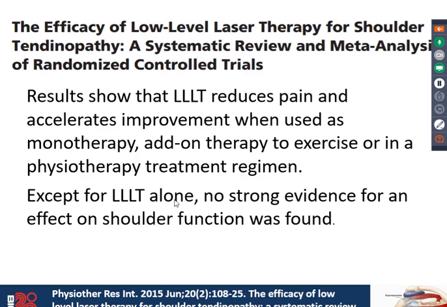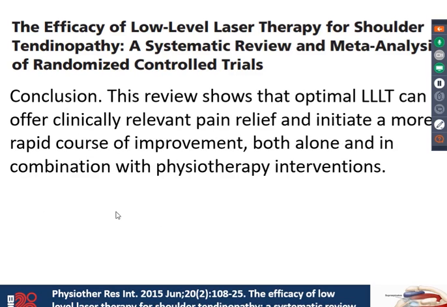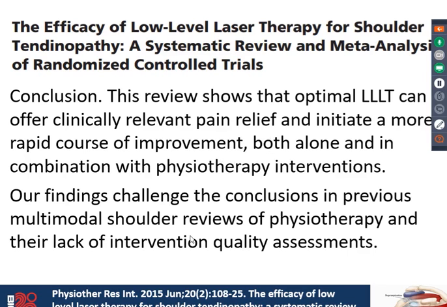Except for laser therapy alone, no strong evidence for an effect on shoulder function was found. So in other words, they did find that laser therapy was quite beneficial. They concluded that optimal laser therapy can offer clinically relevant pain relief and initiate a more rapid course of improvement, both just on its own as a monotherapy and in combination with physiotherapy interventions.